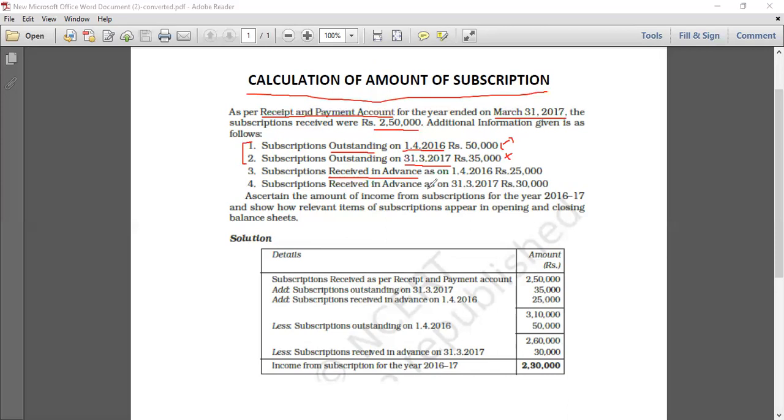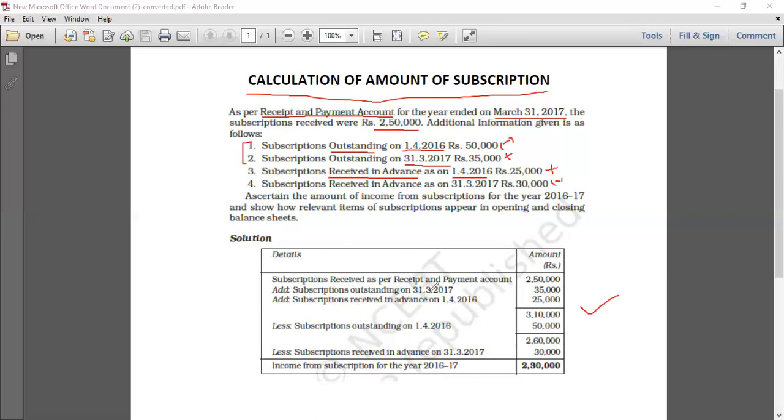And what is the rule related to subscription received in advance? In case of advance, opening advance we have to add, and closing advance we have to deduct. So the rule is opposite between outstanding and subscription received in advance. You can remember these points while calculating the amount of subscription. You can also go through the solution. The solution has been done here in the form of a statement.